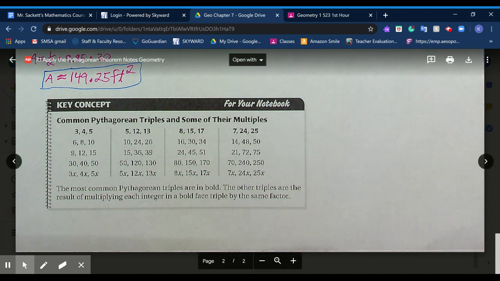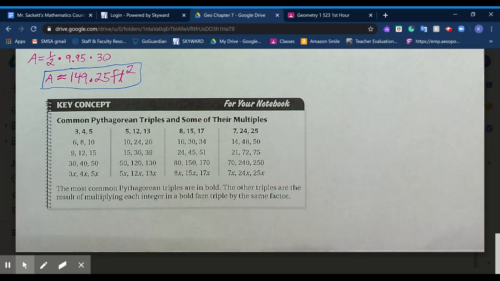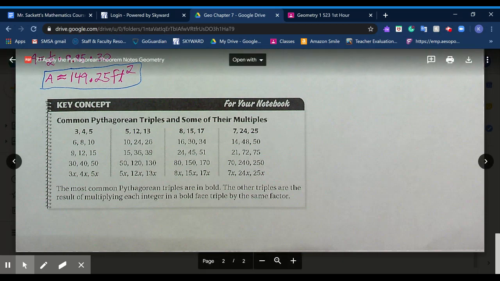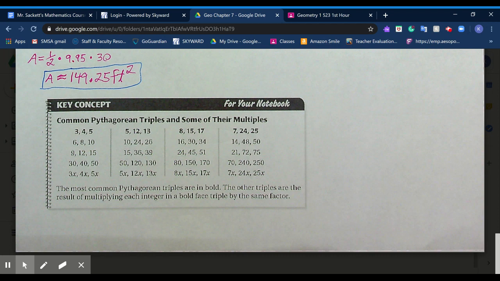Those four across the top are your four most common groups of Pythagorean triples. Then, as you look down the table, those are just multiples of these originals. So any of these combinations that you see in this table always guarantee a right triangle.